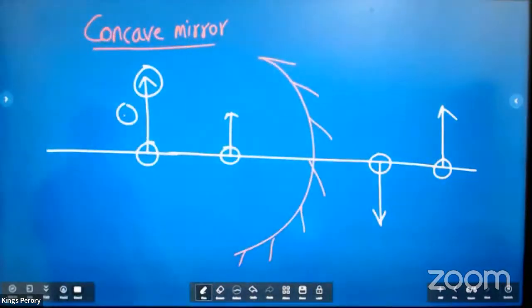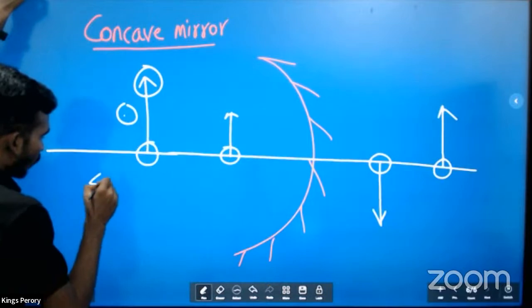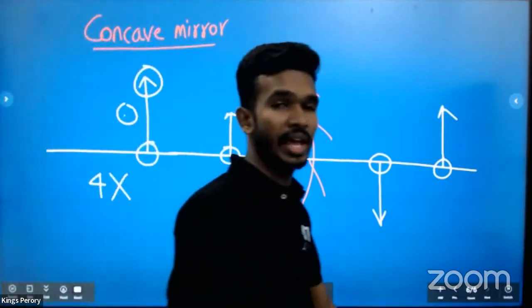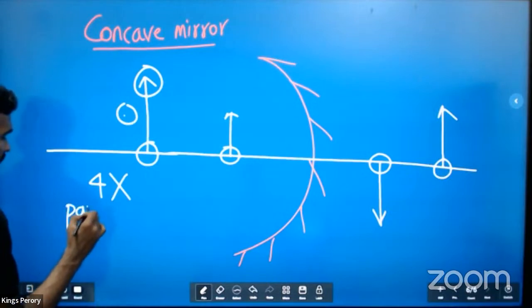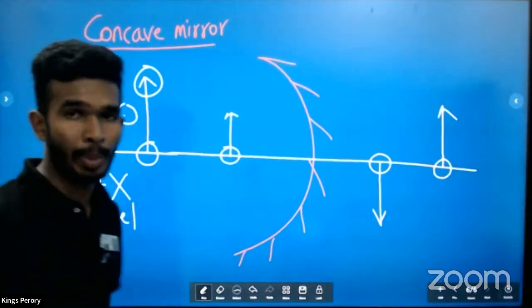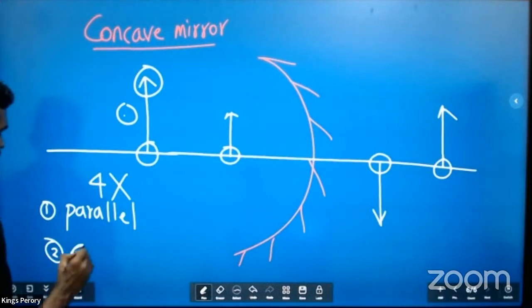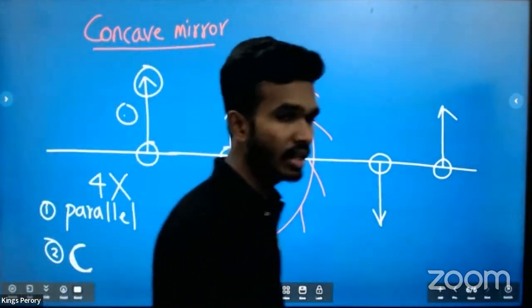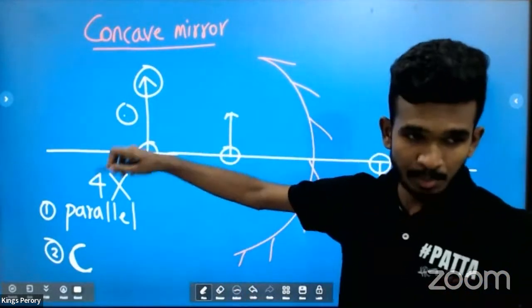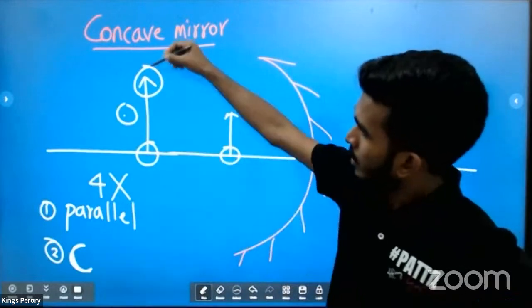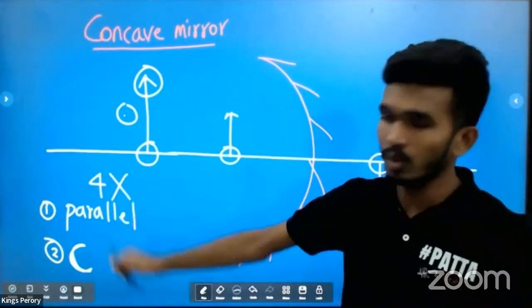Okay. Now, how do you draw it? What are the two rays? Always remember, in concave mirror, except your fourth ray diagram, for all the other ray diagrams, from the head you send one light ray parallel to the principal axis, and the second light ray you send through the center of curvature.